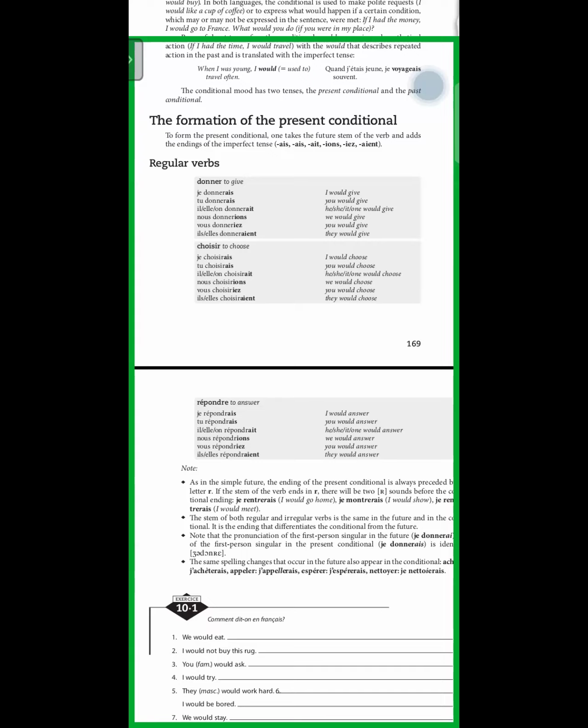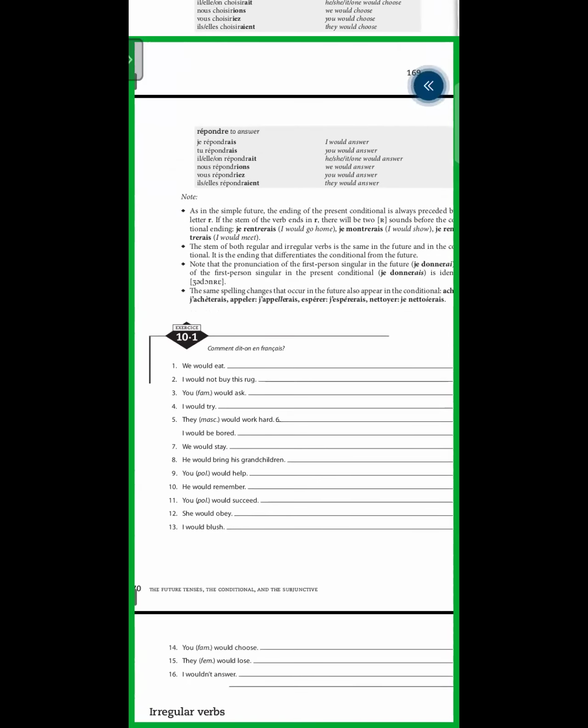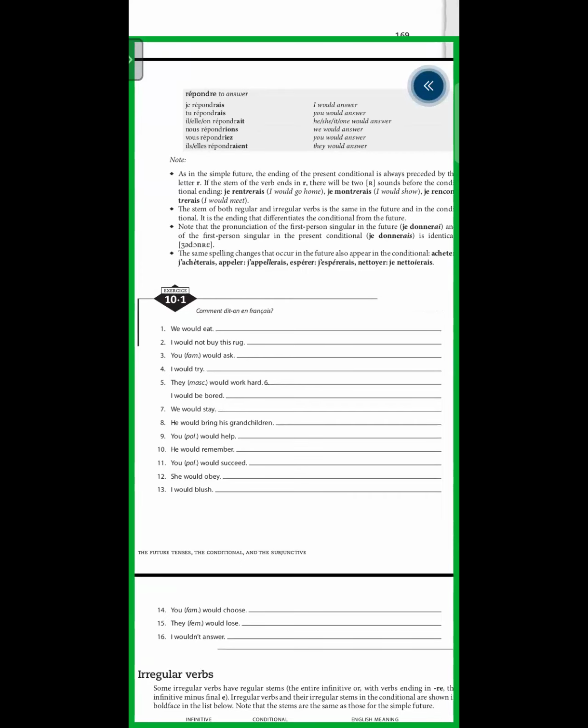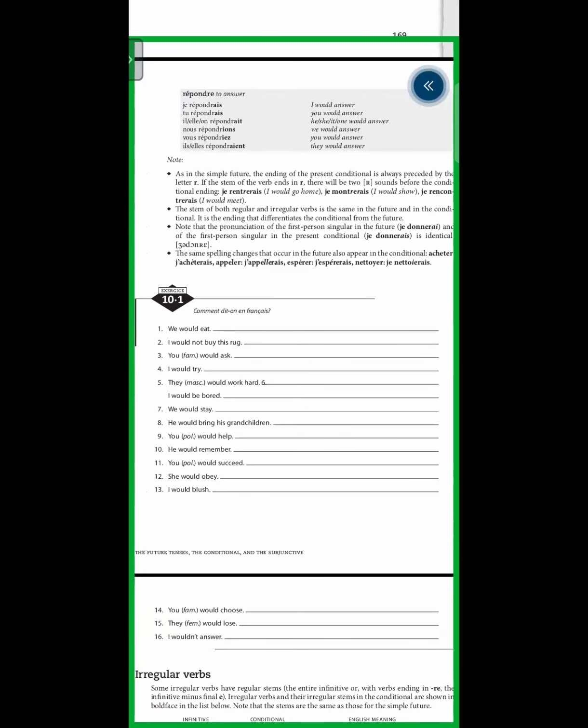Let's go for choisir. Je choisirais. Tu choisirais. Il, elle, on choisirait. Nous choisirions. Vous choisiriez. Il, elle choisirait. What about répondre? Je répondrais. Tu répondrais. Il, elle, on répondrait. Nous répondrions. Vous répondriez. Il, elle répondrait. Répondrais.